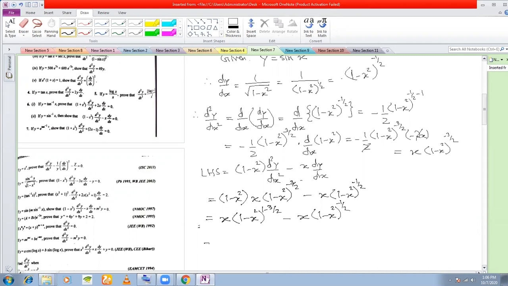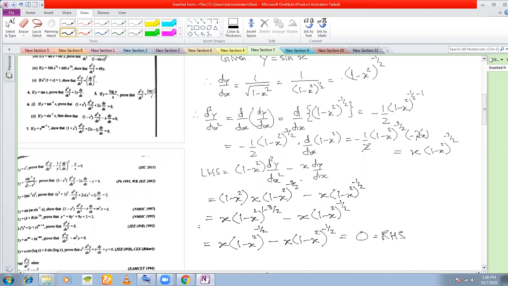Now will it come to 0 or not? 1 minus x square, if you take the LCM in the power, 1 minus 3 by 2 is what? Minus 1 by 2. Minus x into 1 minus x square to the power of minus half. So you now cancel this out. You get 0, which is equal to the right hand side. This is one way of doing.